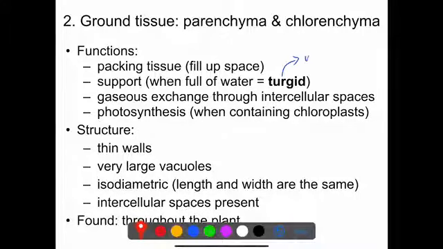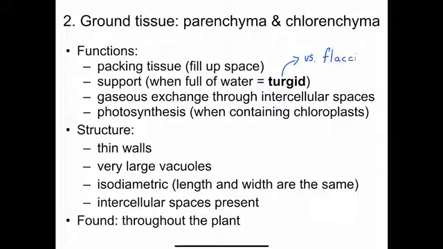The opposite of turgid is flaccid, and flaccid means when a plant does not have enough water to support itself. And what we see on the outside is that the plant will wilt. So when a plant looks all floppy, it is wilted, and that is because the cells are flaccid, opposite of turgid. Ground tissue is also responsible for gaseous exchange.